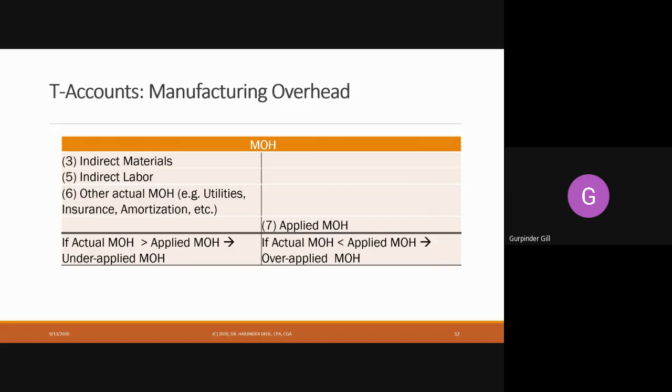Now, the difference between this: if your manufacturing overhead account ends up with a debit balance, then you are looking at an underapplied situation. If your manufacturing overhead account ends up with a credit balance, then we are looking at our overapplied situation. Either way, whether it is underapplied or overapplied, we will have to bring this account to a zero balance.